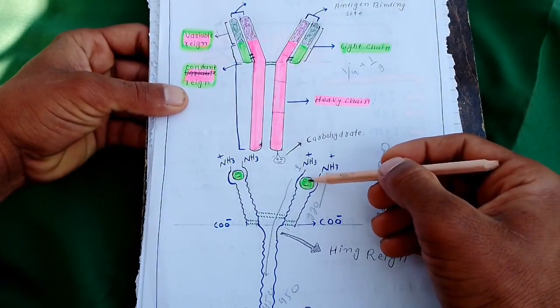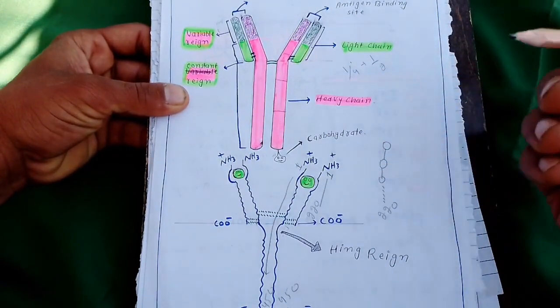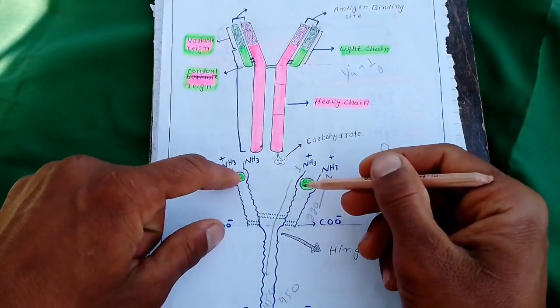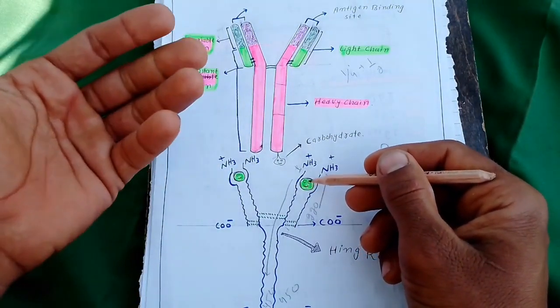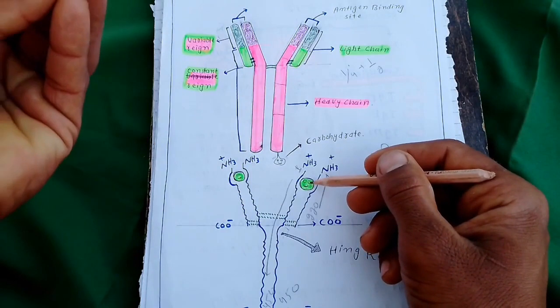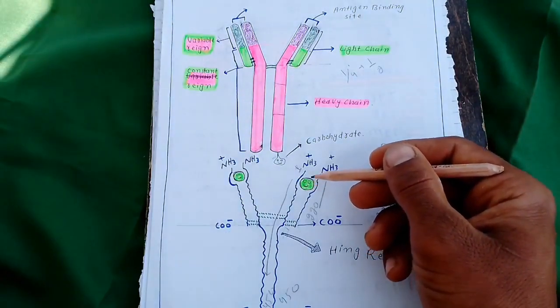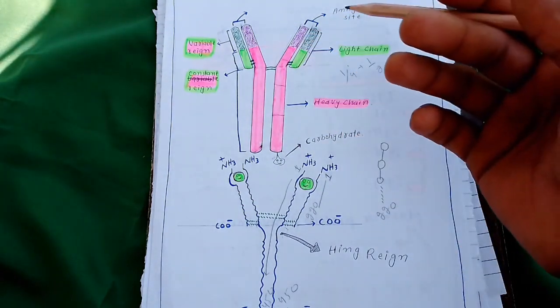When the antibody attacks the antigen, the microbe, or the bacteria, these two parts attach to the bacteria or antigen. So this is called the antigen binding site, pathogen binding region, antigen binding region, or variable region, because the placement, arrangement, and number of amino acids in this region is variable.